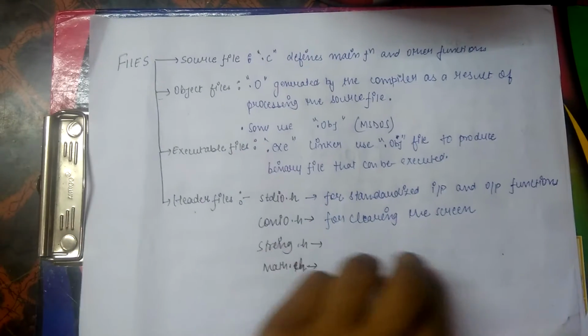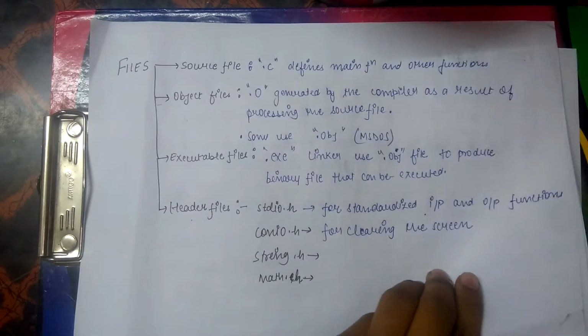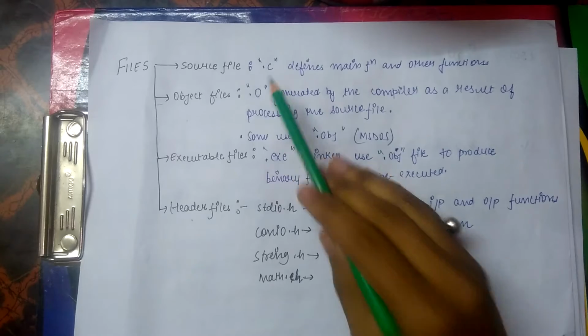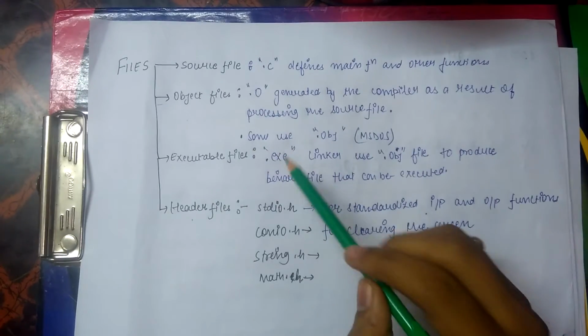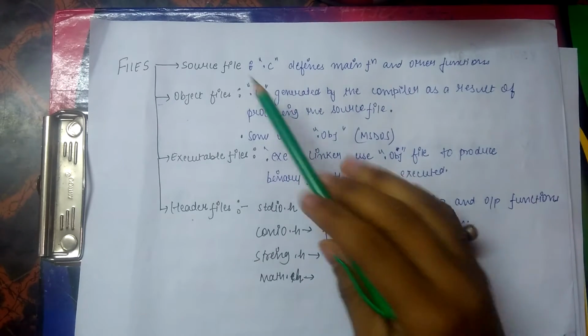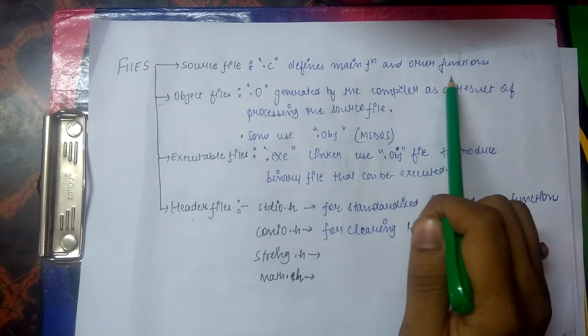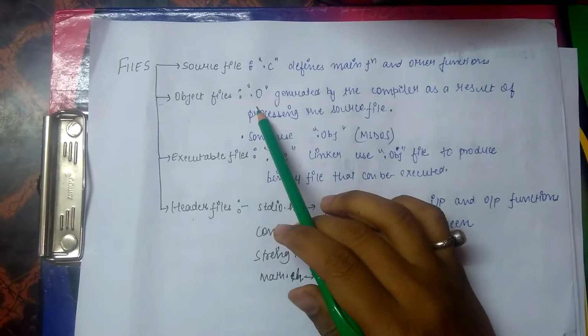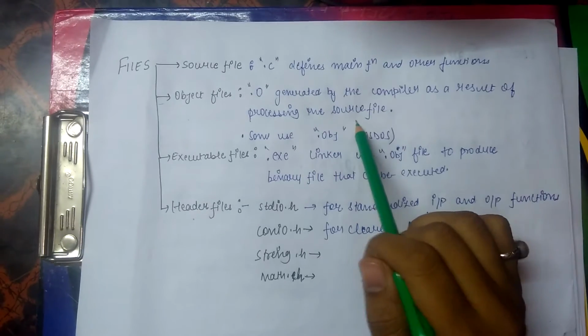So coming to next, we will look at files. There are basically 4 types of files: source files, the .c file we have discussed, object files, .o files, executable files, .exe files, and header files. The source file is denoted by .c. It defines the main function and other functions. Object files, .o, are generated by the compiler as a result of processing the source file.